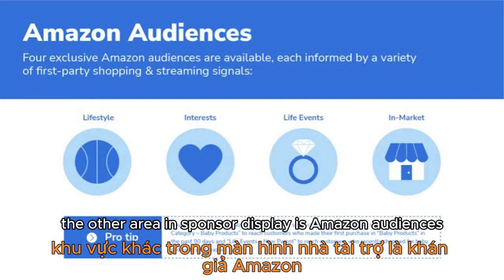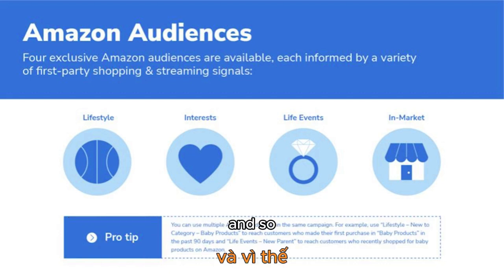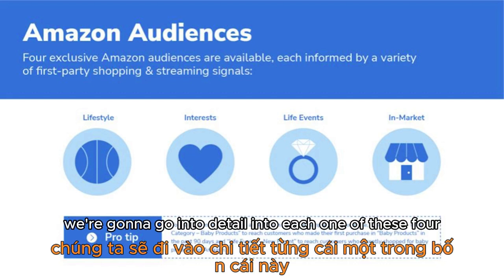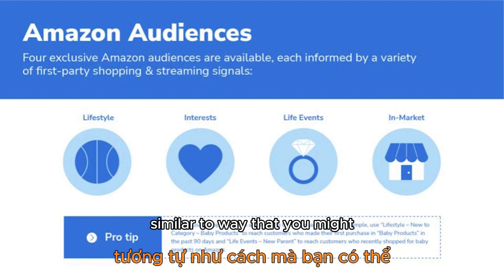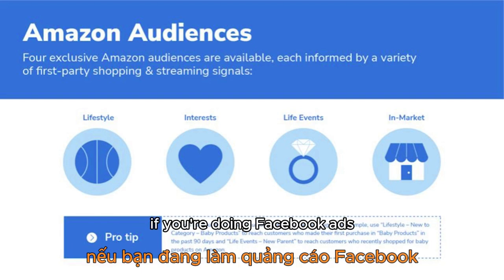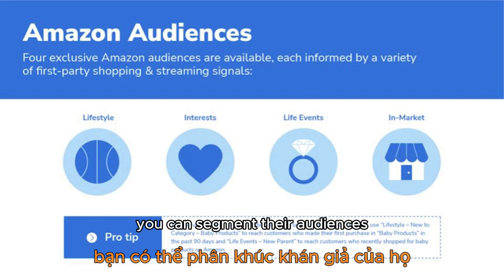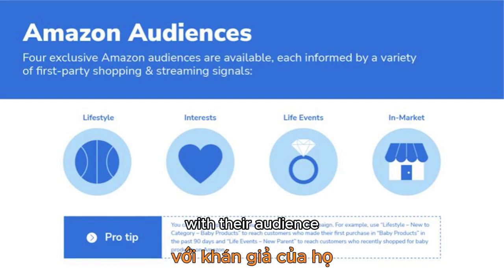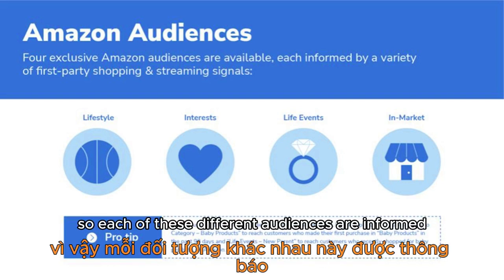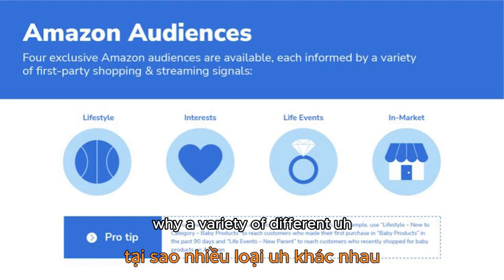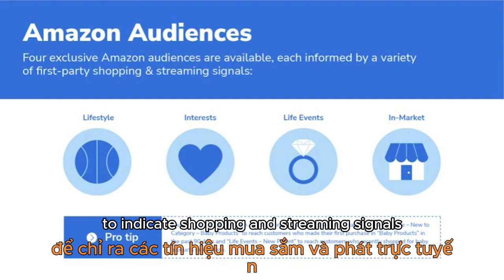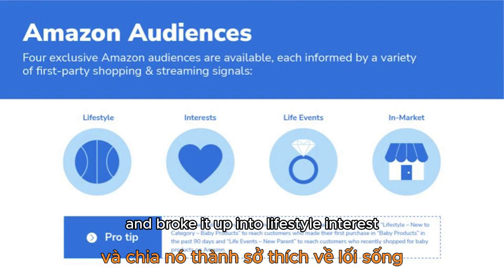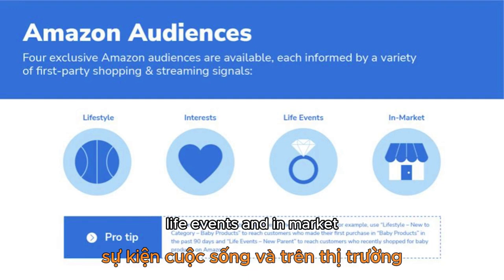So the other area in Sponsored Display is Amazon audiences. We're going to go into detail on each one of these four, but effectively these are exclusive Amazon audience segments, similar to the way that if you're doing Facebook ads, you can segment their audiences. Amazon is starting to do that as well with their audiences. Each of these audiences is informed by a variety of metrics that Amazon looks at to indicate shopping and streaming signals, and broken up into lifestyle, interests, life events, and in-market.